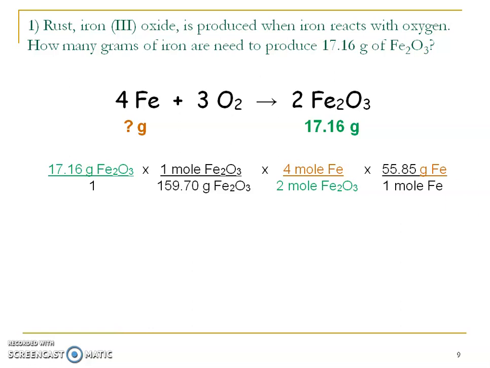Again, reminder to go in order. You're going to take your 17.16 divided by 1, times 1 divided by 159.7, times 4 divided by 2, times the 55.85 divided by the 1, and hopefully you got 12.00 grams of iron. Again, number, unit, substance in all parts.